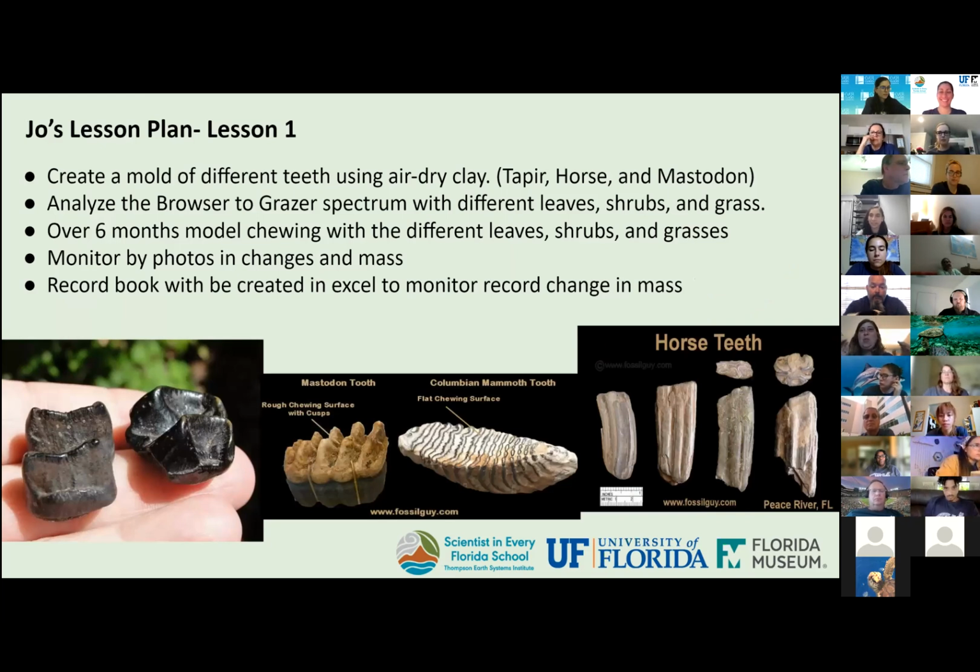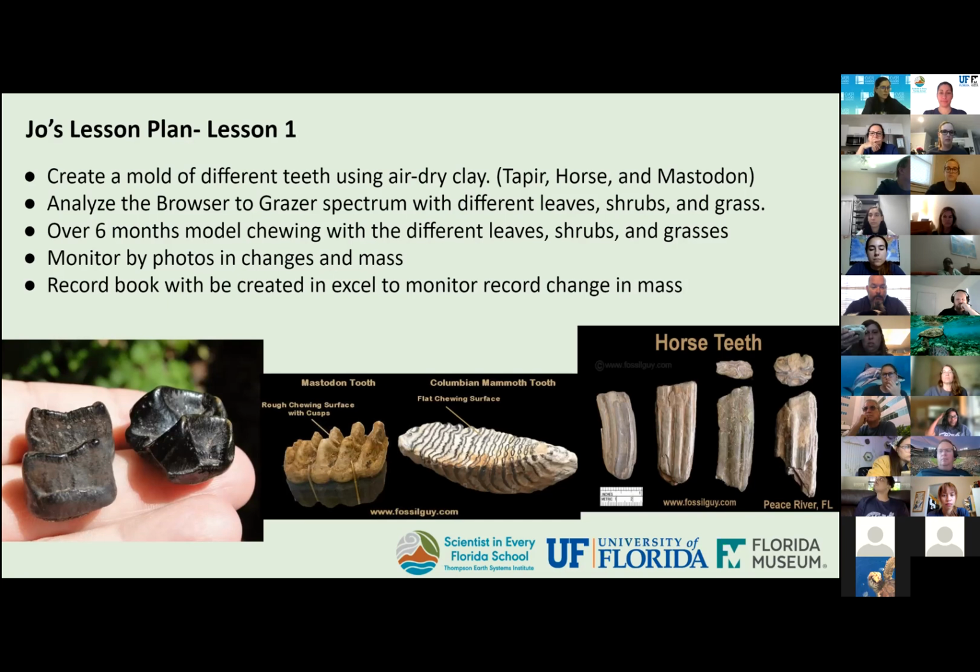Hello. So I'm actually doing a 6-month-long project with 2 different lessons that I created. One, we are going to create a mold using teeth. I made some salt dough teeth, like a little jaw, last night. And I have my leaves, and we're going to analyze the browser to grazer spectrum with different leaves, shrubs, and grass. So we are going to make teeth of the tapir, the horse, and the mastodon.